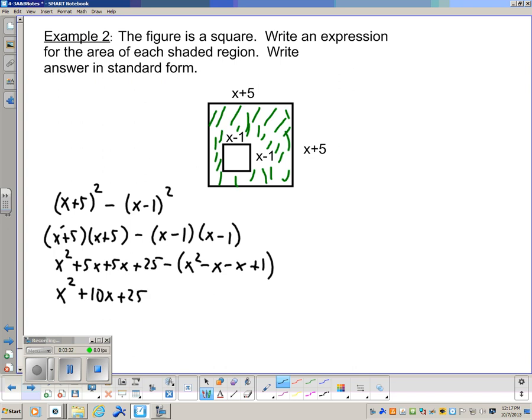I'm going to distribute the minus sign through here. I get a minus x squared plus x minus 1. So all I did was distribute the minus sign all the way through. So now I'm going to combine my like terms. X squared minus x squared, they're gone. We get 10x plus 1x gives us 12x. And we got 25 minus 1 here is 24. So we just get 12x plus 24.